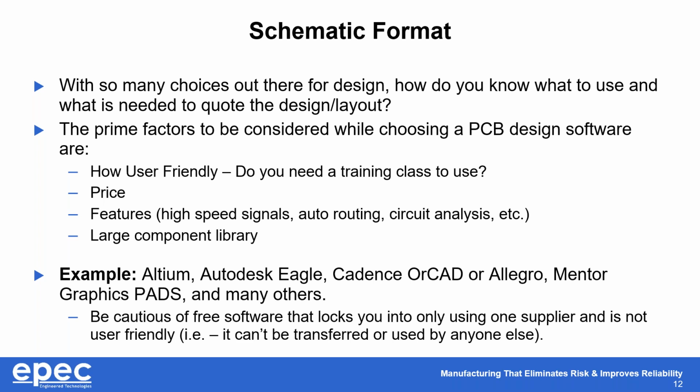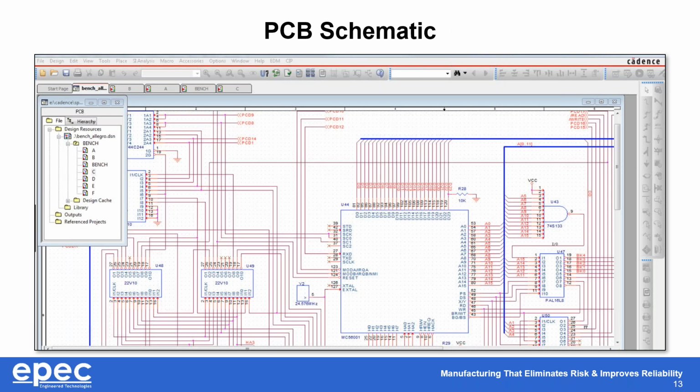PCB schematics look like this. When you receive them, it shows some of the routing and the component placement, a quad flat pack in the center, and some U49, U48 components over here. This is just an example of what you should see when you open up your schematic.